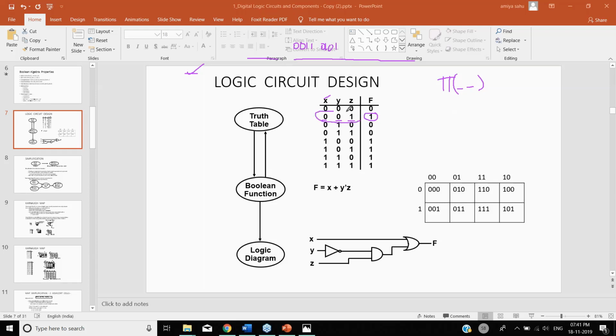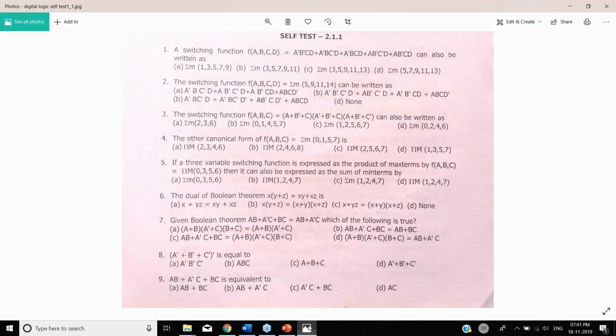Plus, so this is my product form. X bar, Y bar, Z plus the first min term is ORed with the second min term, that is X, Y bar, Z bar, plus X, Y bar, Z, the third min term. Then plus the fourth min term, that is X, Y, Z bar, and the fifth min term, X, Y, Z. So by seeing this implication, can you give what will be its answer? Type your answer in the answer box.